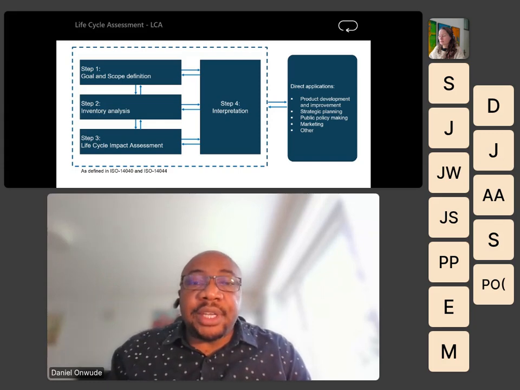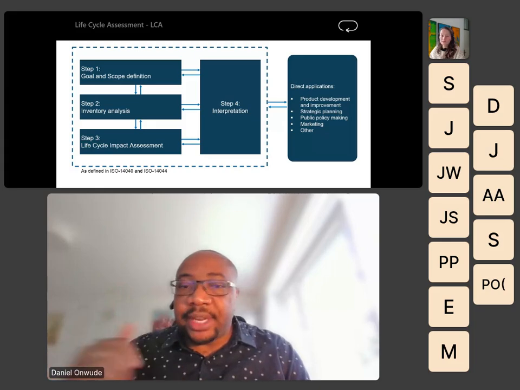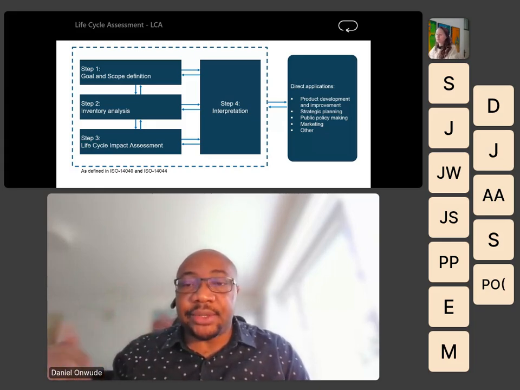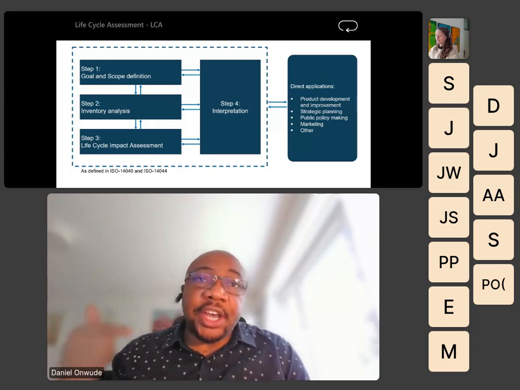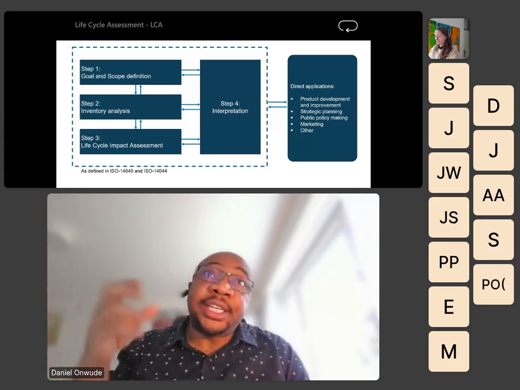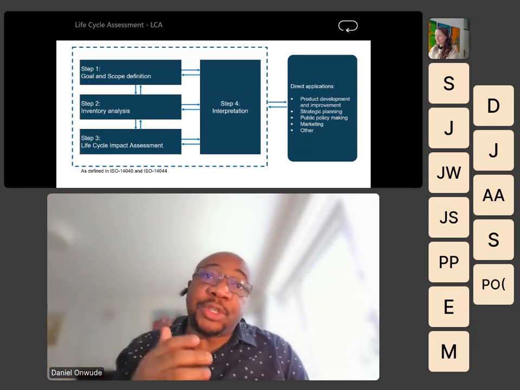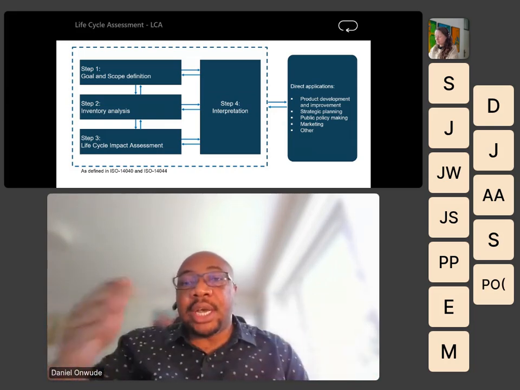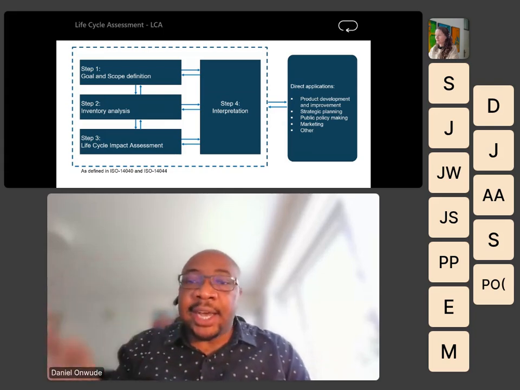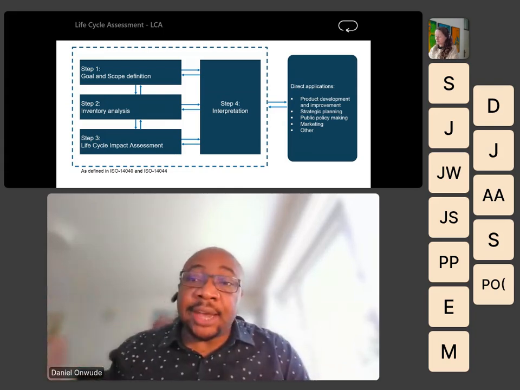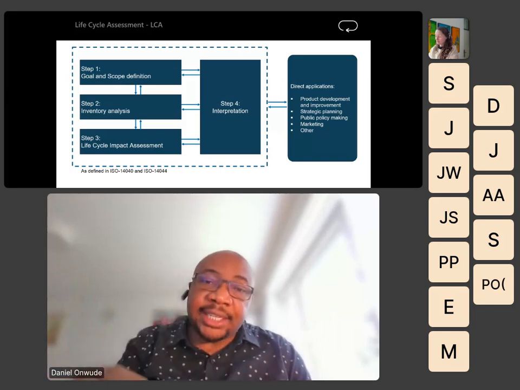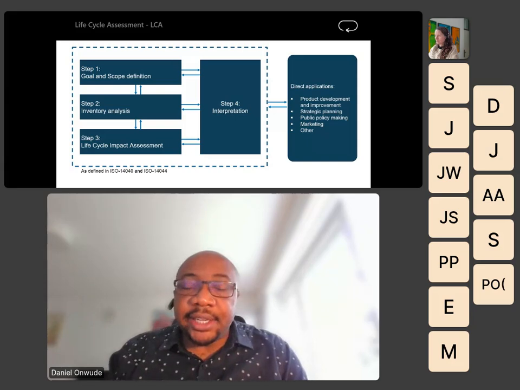And then you have step two, which involves the inventory analysis. Now, what does this mean? So this is where you collect all the data on everything that goes in and out of the system, right? So such as the water use, the fertilizer application, the energy that you would need, for instance, to run the tractor, the packaging material, and also the transportation from one point in the supply chain to the other. So all this data that is involved in the entire life cycle of the product is being collected at this stage, and this you have to define clearly, right?